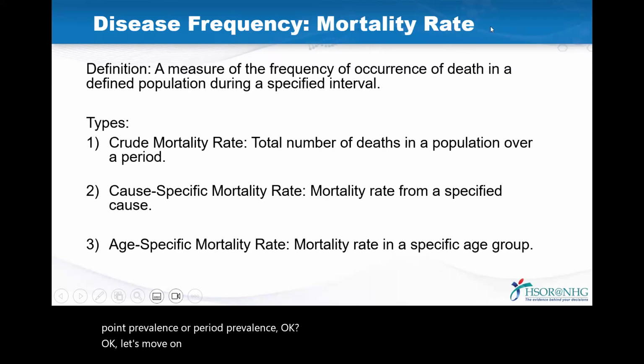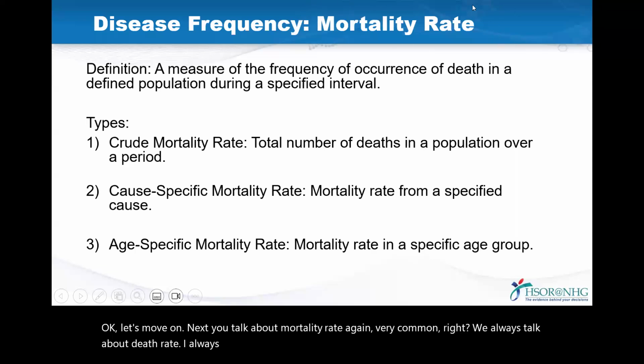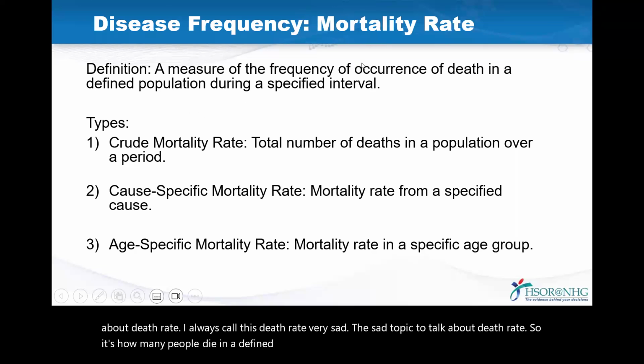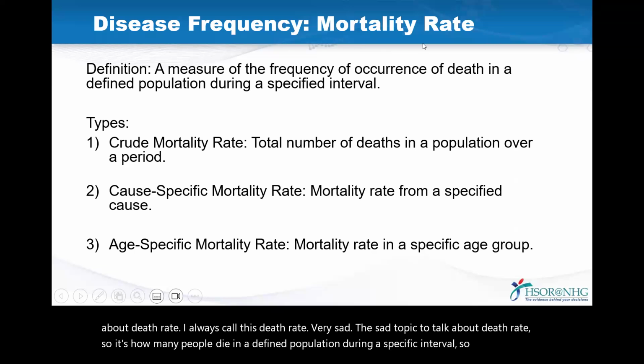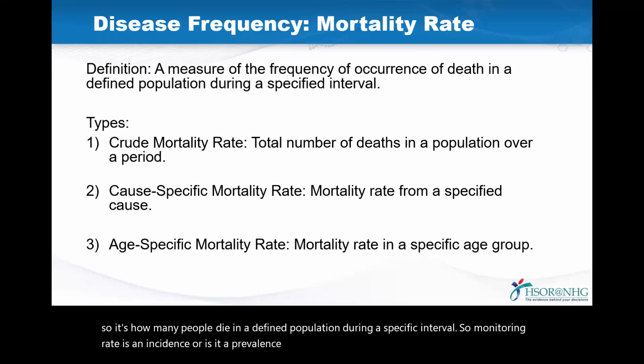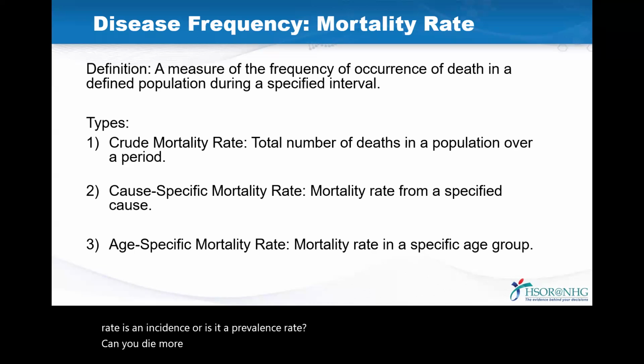Next, we talk about mortality rate. Again, very common, right? We always talk about death rate. I always call this death rate, a very sad topic to talk about. It's how many people die in a defined population during a specific interval. So is mortality rate an incidence or a prevalence rate? Can you die more than one time? So most likely it's an incidence.